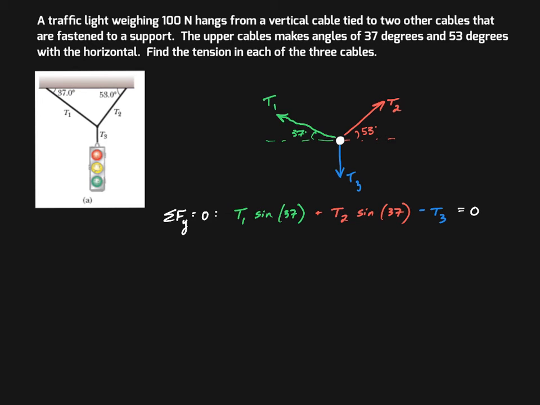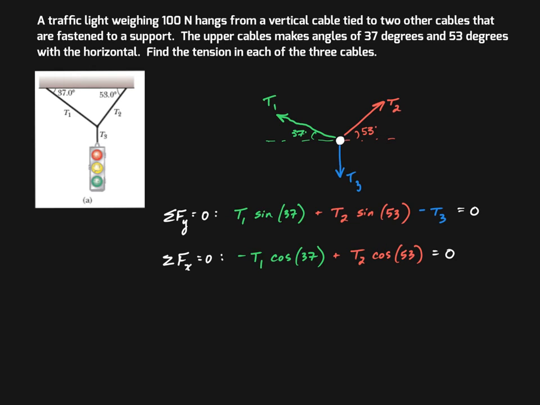Okay, and then now in our x direction, summation of forces in our x direction, we are going to have negative T1 cosine of 37 plus T2 cosine of 53. And I just noticed that I wrote 37 up here for T2. That's not right. 53. Okay, and this is equal to 0. Now, we have two unknowns, and fortunately we have two equations. So if we have two unknowns and we have two equations, we can solve for both unknowns.